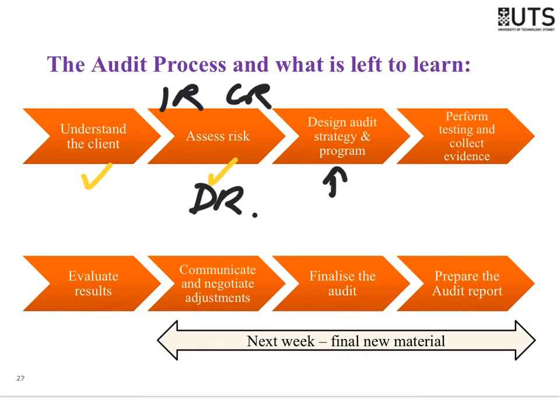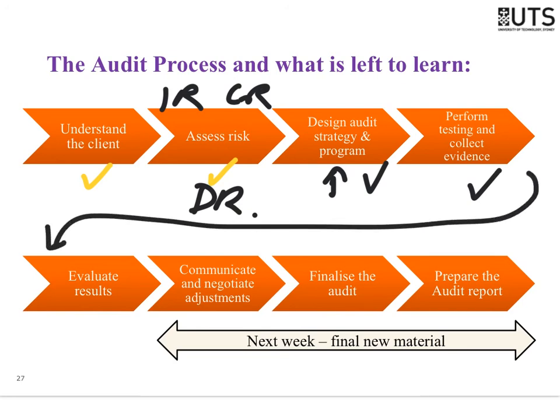Now, once we know the detection risk, use that table that we talked about, we are able to design our audit strategy. What's the plan? What's the approach we're going to take to the audit? Is it substantive? Is it controls-based? Is it a combination? Once we know that, we go ahead and we conduct our testing, our controls testing, our substantive testing, and we collect our evidence. Once we do that, we evaluate. Now, you know how to evaluate your results.